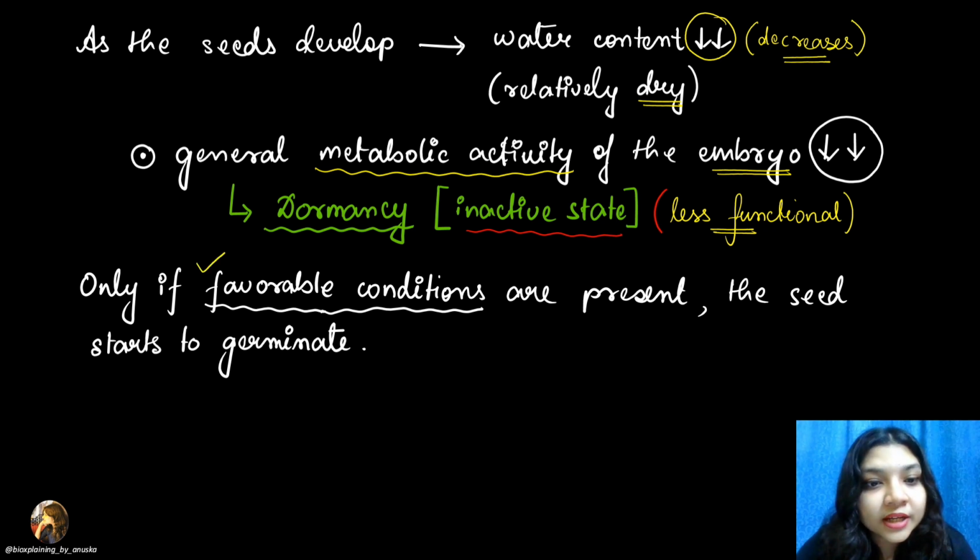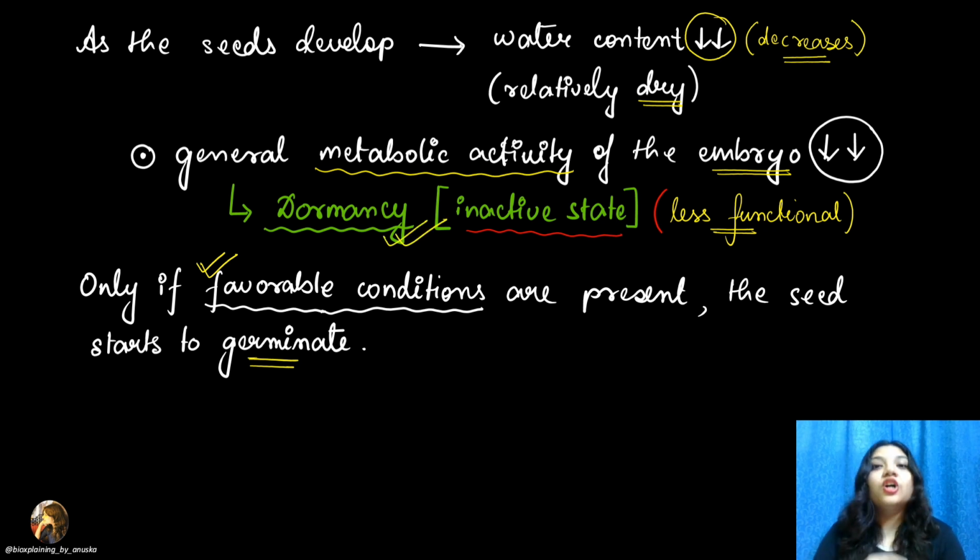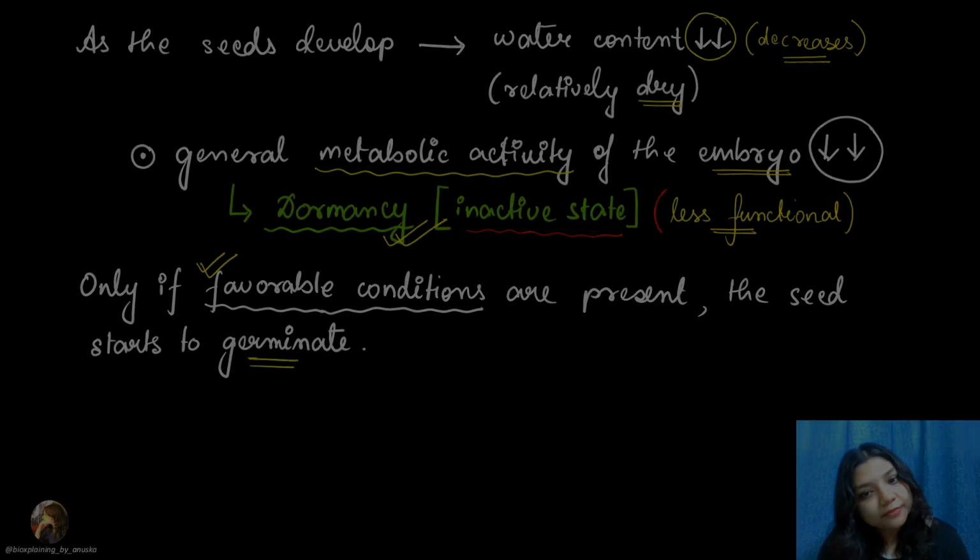So this is what we mean when we say only if favorable conditions are present, matlab correct amount of moisture, correct amount of water is present, proper temperature conditions are present and all, now your seed will start to germinate. तुम इतने सारे seeds को घर में ऐसे box में बंद करके रख दोगे, they will never germinate. Only when you put it to the soil, put water regularly, take care of it, then it will germinate, right? घर में बॉक्स में बंद करके रख दोगे तो क्या स्टेट में वो रहेगा? The seed will be in the dormant condition, right?